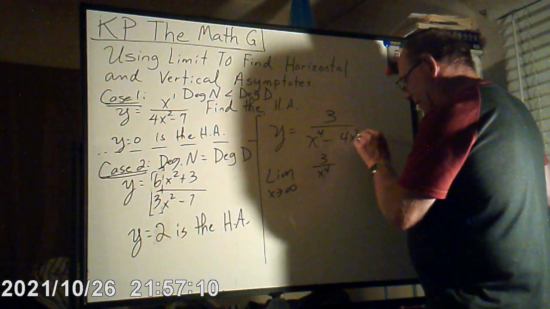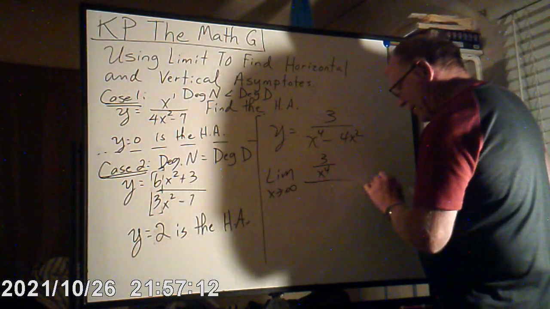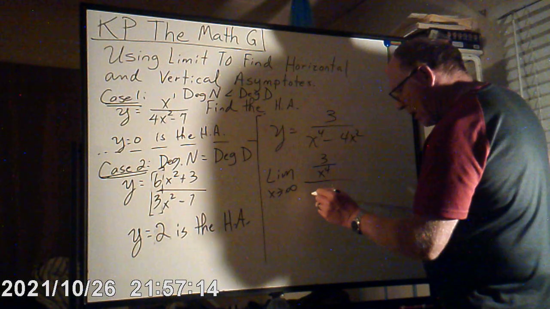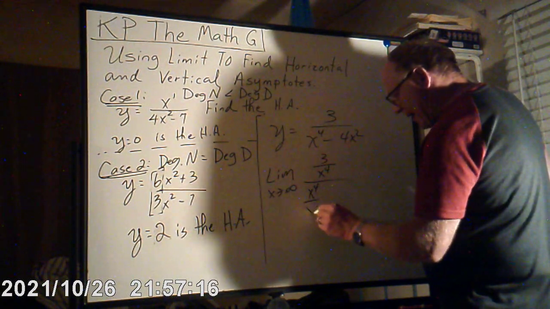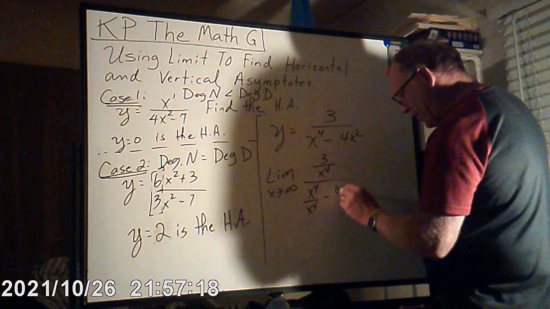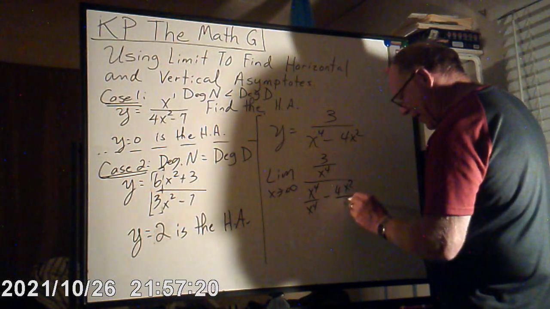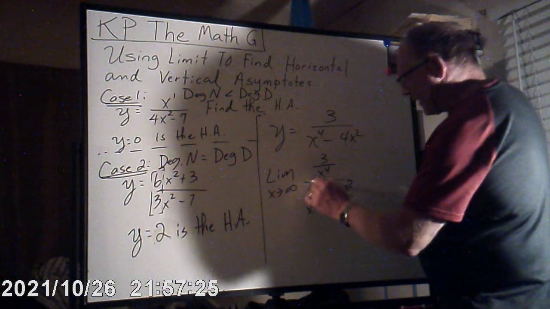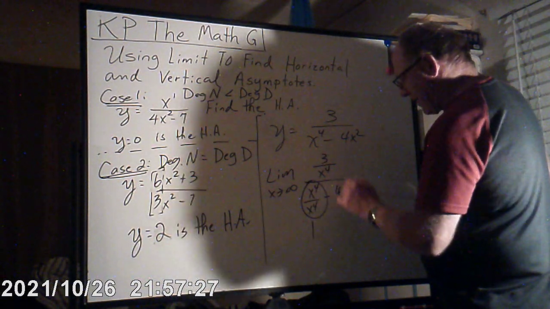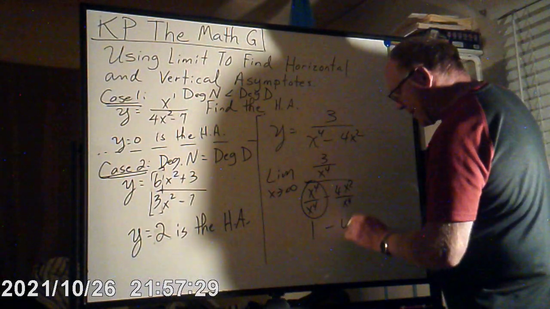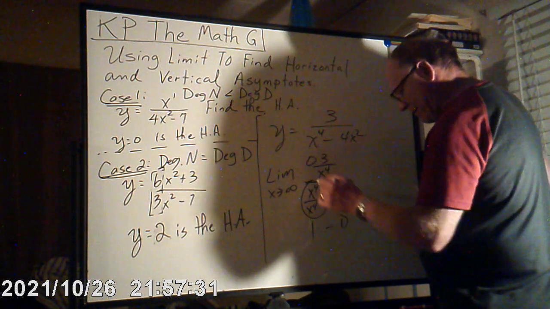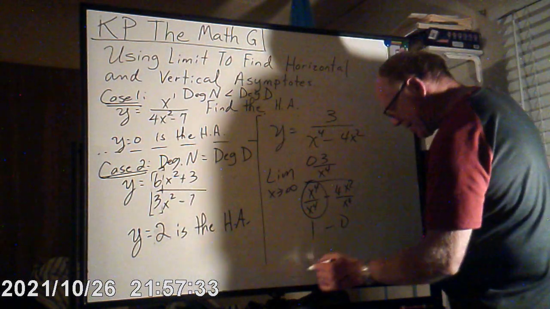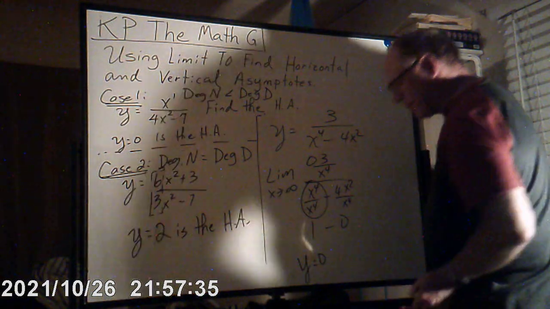Now, let's make this x squared for that matter. Okay, so now x to the 4th over x to the 4th minus 4x squared over x to the 4th. And you can very easily see this is going to be 1, and then this is going to be 0, and this is going to be 0, and 0 over 1 is 0. So again, y is equal to 0.